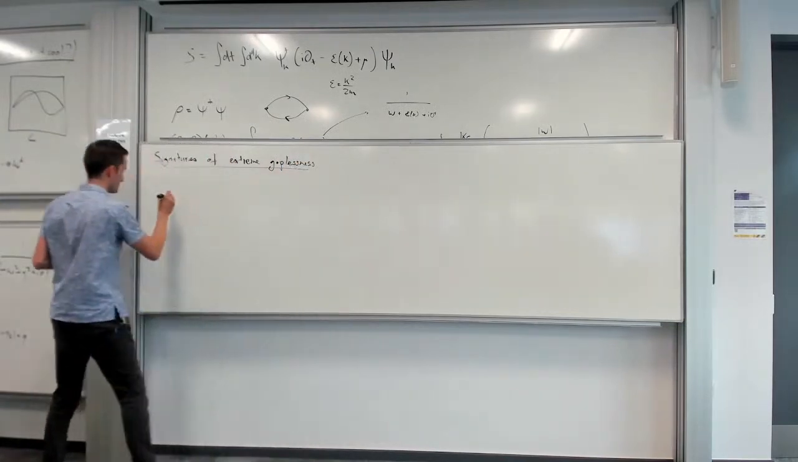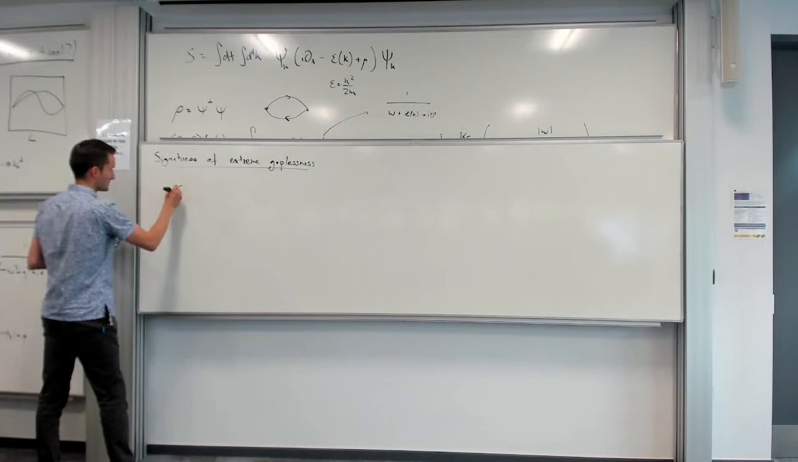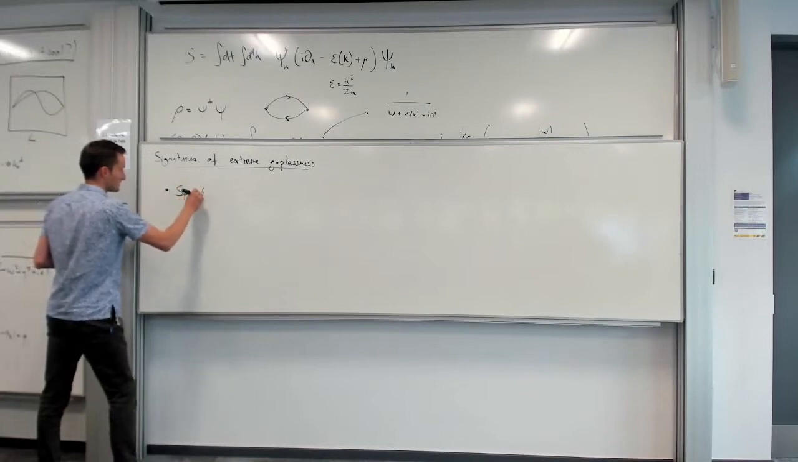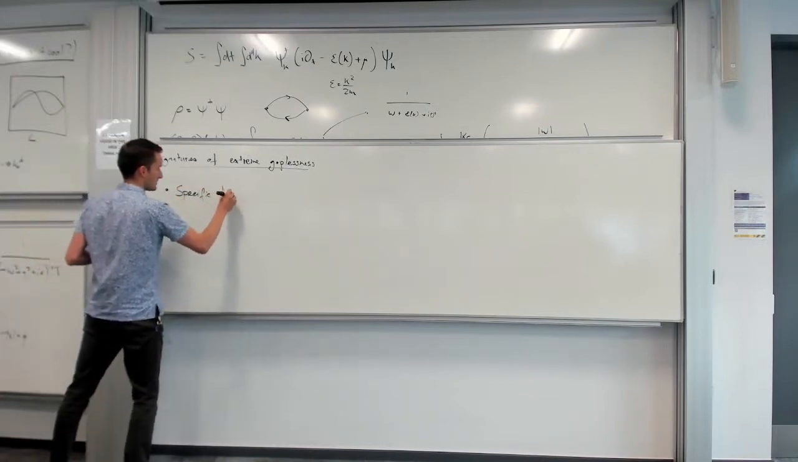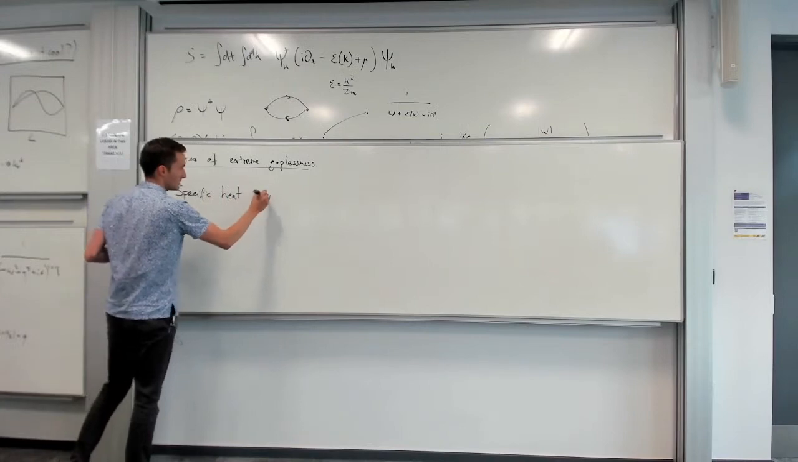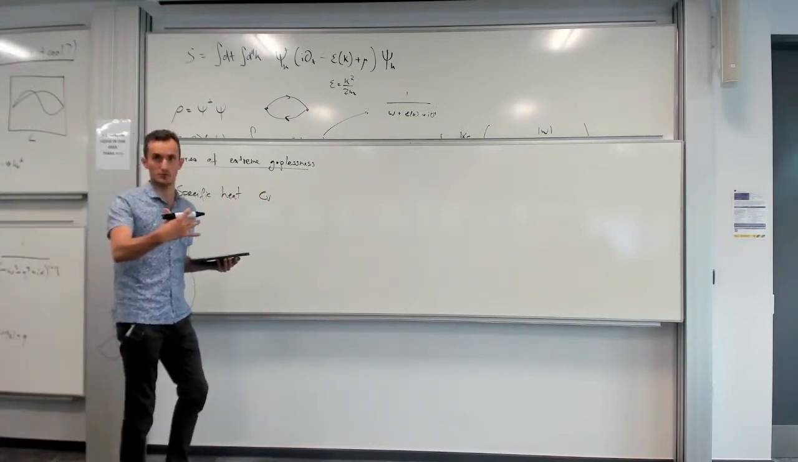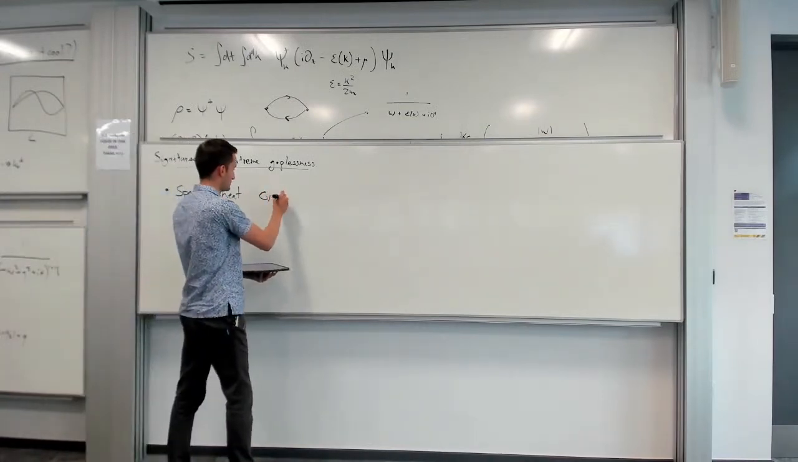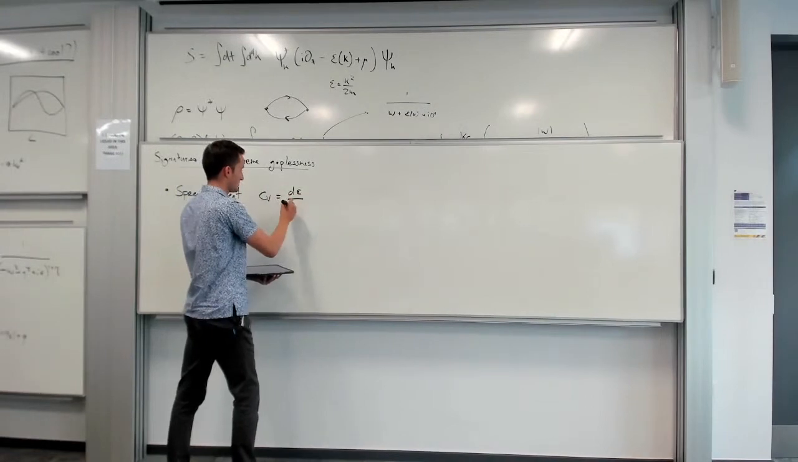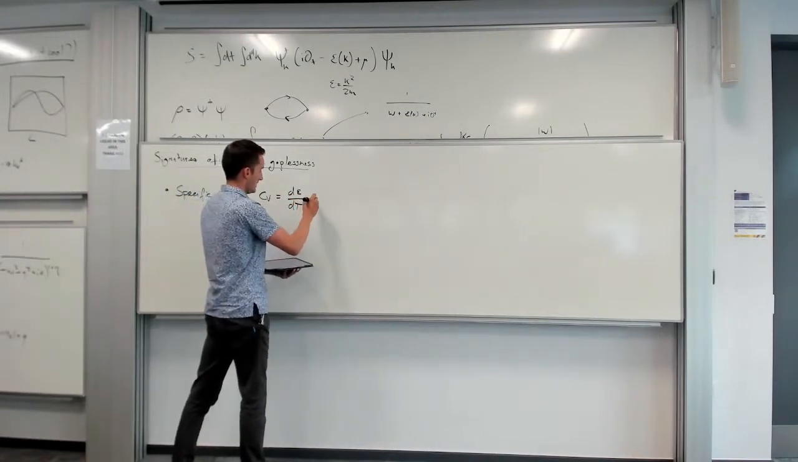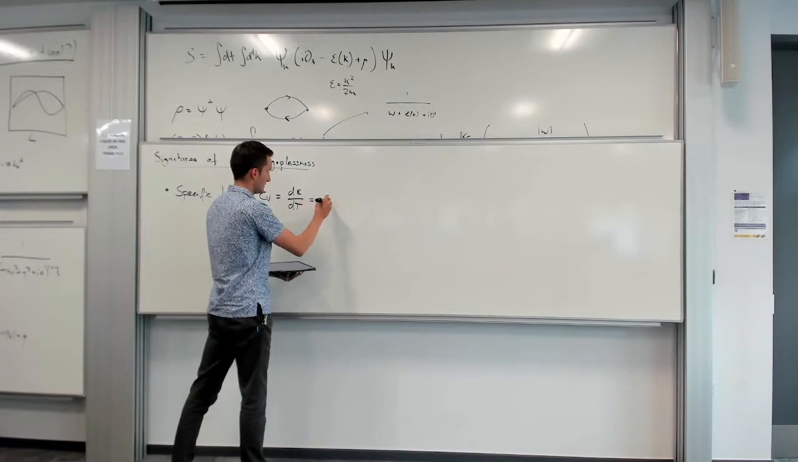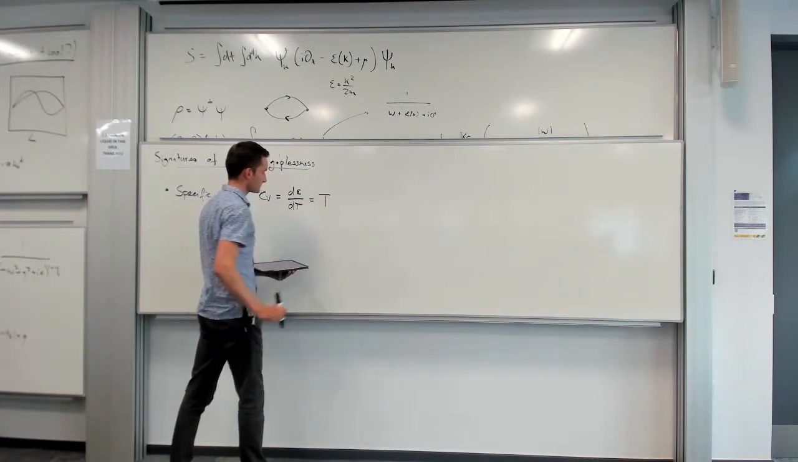So it also affects thermodynamic observables, for example, the specific heat of the system. Specific heat is how your system responds to turning on a temperature, how the energy density increases once you turn on a temperature. And for Fermi liquids, it turns out to be linear in temperature.